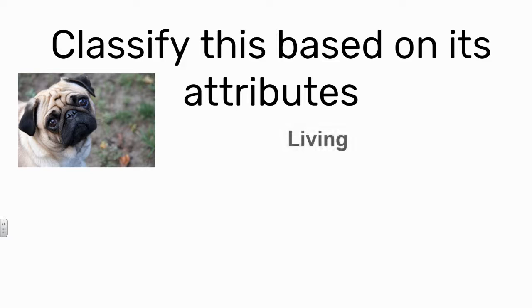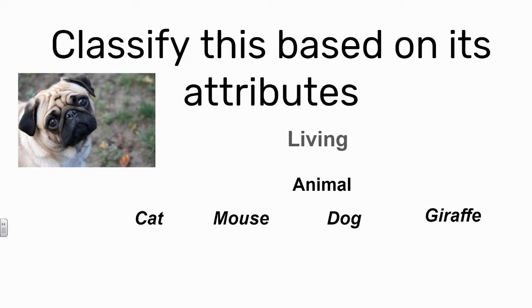So if we're looking at the characteristics of living versus non-living, obviously this is a living thing. So let's dive a little bit deeper. It's a living thing. Is it a plant or is it an animal? Well, obviously, based on its attributes and its characteristics, it is an animal. And so we're going to dive a little bit deeper. We're going to look at what type of animal it is. Is it a cat, a mouse, a dog, a giraffe? Hopefully you looked at its attributes and you realize that it is indeed a dog.